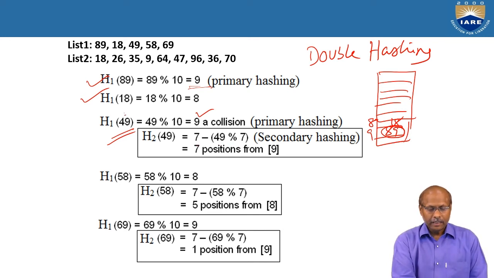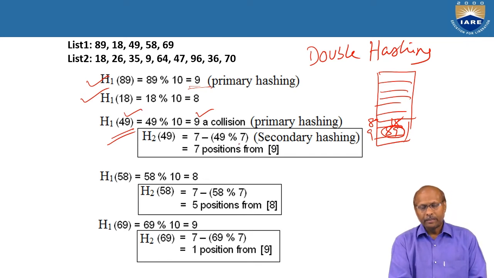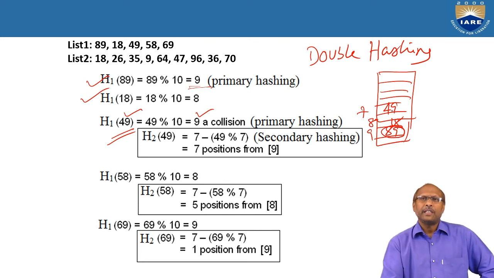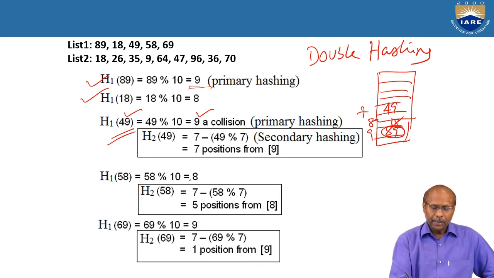So here the key is 49. 49 modulus 7 is 0. 7 minus 0 is 7. So go to the 7th position. In the 7th position, the data 49 will be stored here. So that means that slot is free. You have to design the second hash function in such a way that it must give you an empty position.